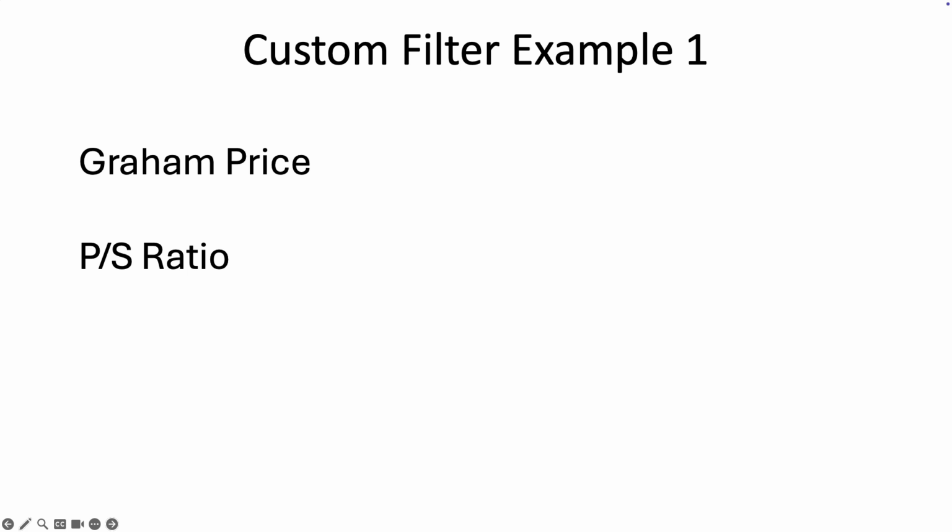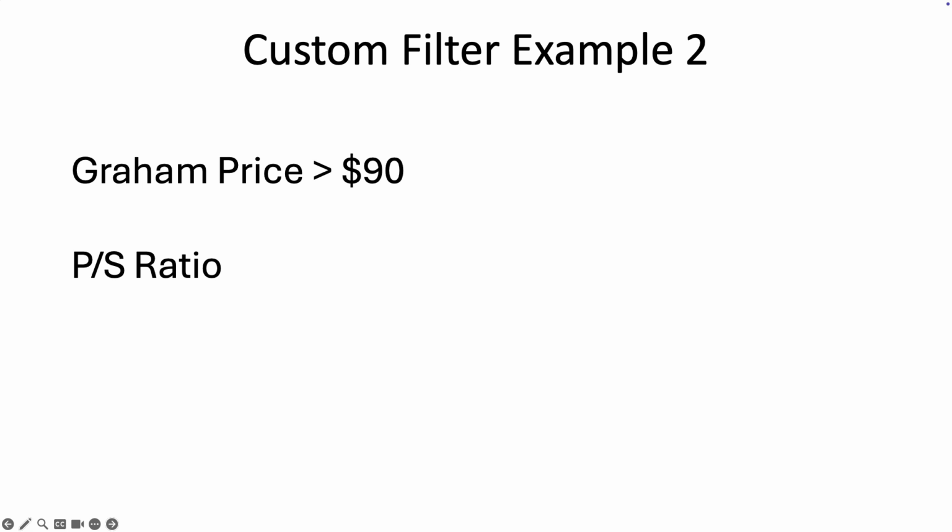So that's example one. Then I'm going to jump into example two. Same thing, I want to look at the Graham price and the price to sales ratio. I want to see those two values for every stock in my table. But for the Graham price, I want to filter even further, and I only want to see companies where the Graham price is greater than $90. So I'm going to show you how easy it is to do that.